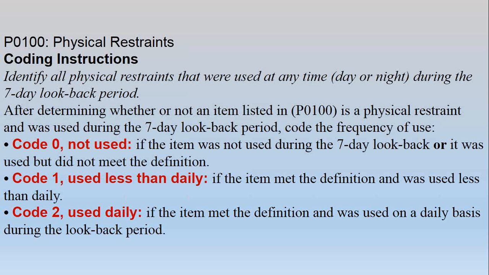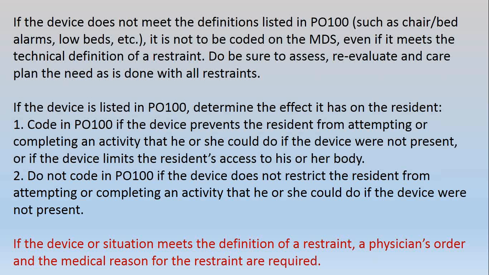Identify all physical restraints in the 7 days, determine whether or not it met the criteria. Code 0 if it wasn't used, 1 if it was used less than daily, 2 if it was used daily. If the device does not meet the definition, it is not coded on the MDS, even if it meets a technical definition of a restraint. So again, you need to take a look at the patient and the impact of the device you're looking at to make sure that you're assessing and reevaluating the care plan is all taken care of with any restraint or any device that even appears that it could have that impact.